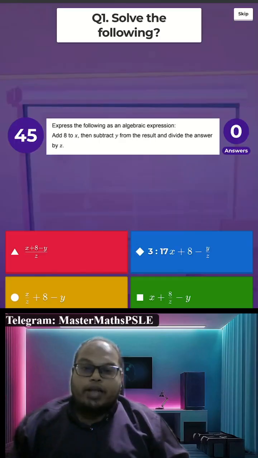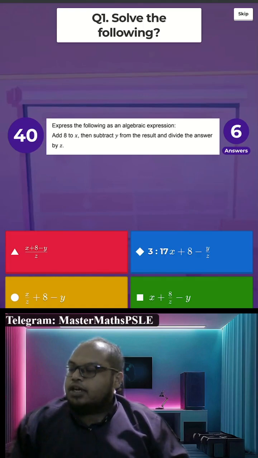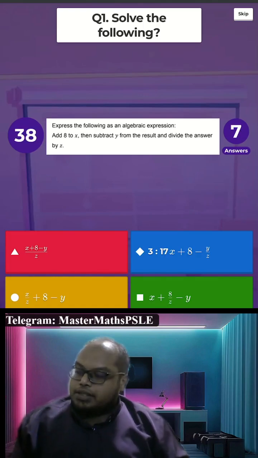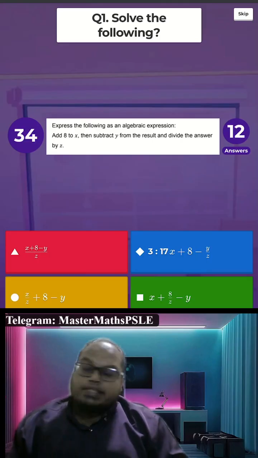Question 1. Express the following as an algebraic expression. Add it to x. Then subtract y from the result and divide the answer by z.